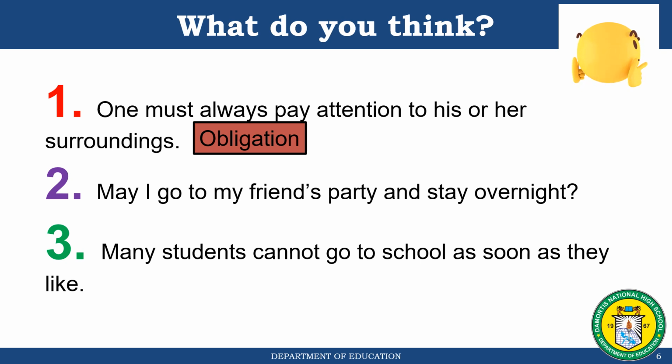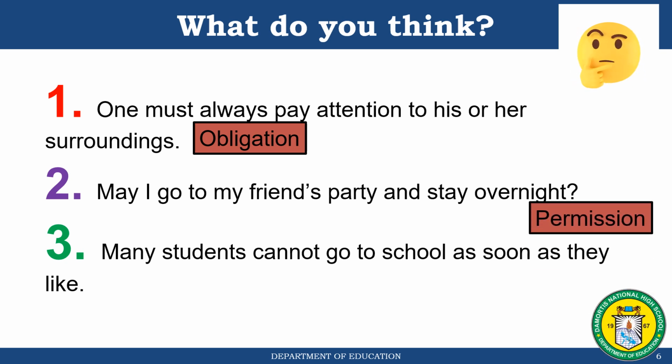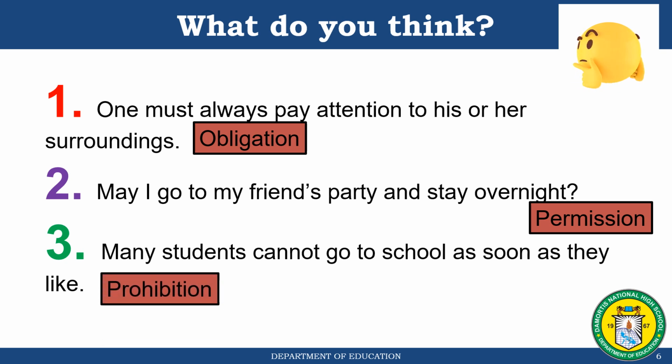How about sentence 2? You are a fast learner. It is a sentence that expresses permission. Asking permission to go to your friend's party and stay overnight. How about sentence 3? Very good. It is a sentence that shows prohibition, that many students cannot go to school as soon as they like. This is very timely nowadays, since we are facing a pandemic and we cannot go to school as soon as we like.